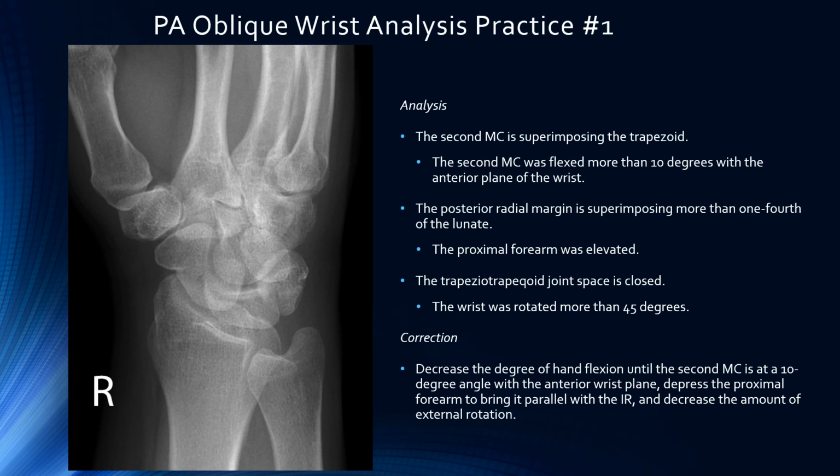So for correction, you're going to decrease the degree of the hand flexion until the second metacarpal is at a 10-degree angle with the anterior wrist plane. Depress the proximal forearm to bring it parallel with the IR and decrease the amount of external rotation.